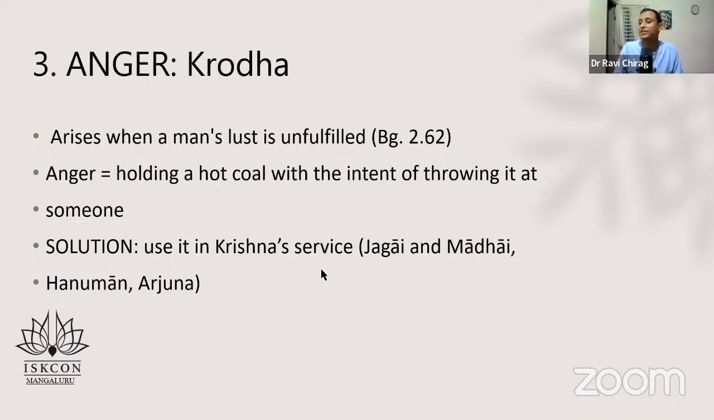So that is the thing. The solution is to use it in Krishna's service. How can we use it? When someone is speaking wrong about the Lord or about the devotee, then we should be angry. The example is Jagai and Madhai. Hanumanji was angry at Ravana. That's why he burned Lanka. If he was not angry, how could he burn it? Arjuna was angry. That's why he is fighting. Without anger, how can a person fight? But he is utilizing the anger in the service of Krishna. Krishna instructed Arjuna to fight, and then he is utilizing it.